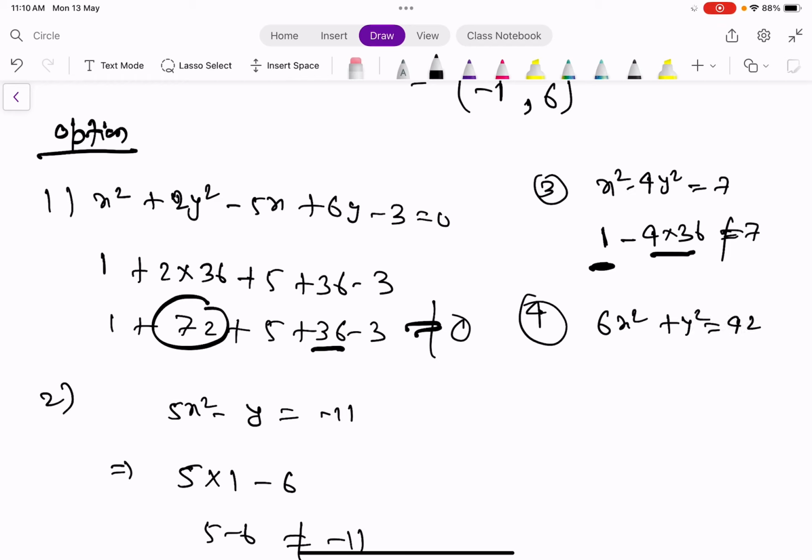So 6 times minus 1 whole square, that is 6, and plus y square, that is 36. So 6 plus 36, how much do you get? That is 42. So the fourth option is the correct one here. Okay, thank you.